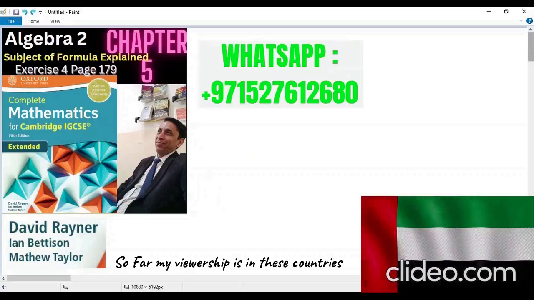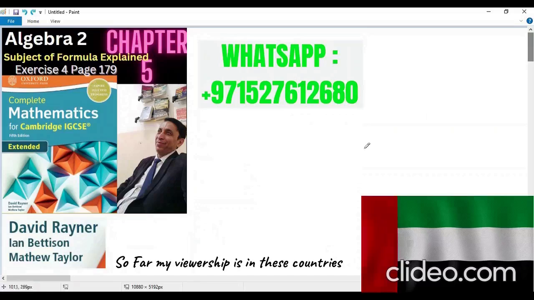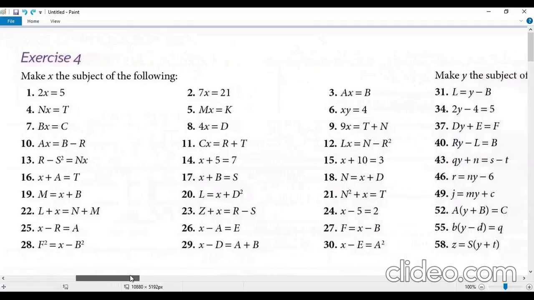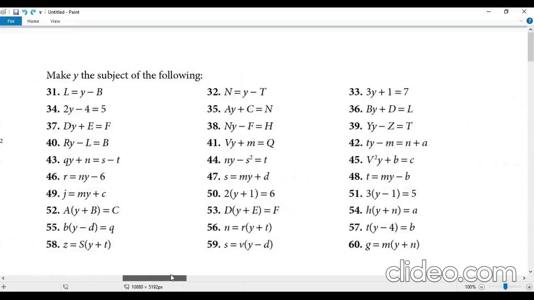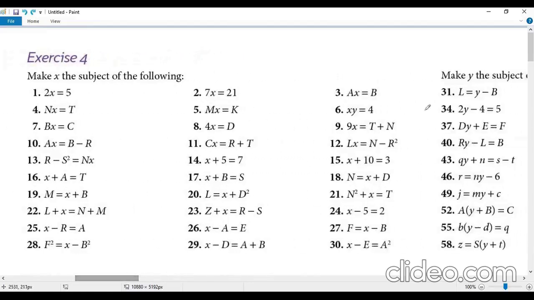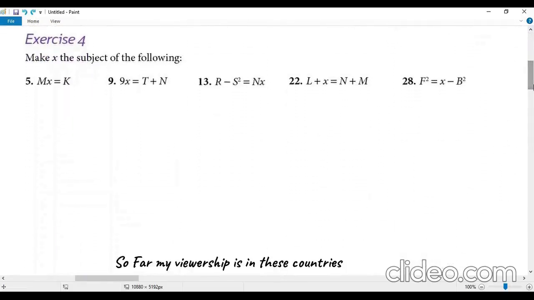This is the full image of the book that you can see on screen, and I have selected exercise 4. Exercise 4 has two different parts. One is from question number 1 to 30 and the second is from 31 to 60. In part 1, they are asking to make x the subject of the following, while in the second part, it says to make y the subject of the following. What does it mean and how does it work? The concept is simple and pretty easy to understand, so let's see how it is done.